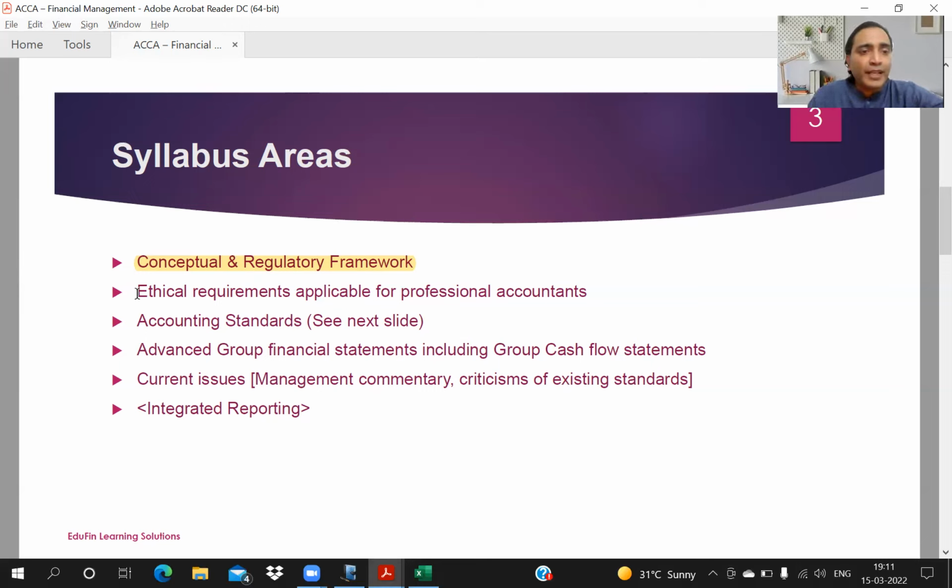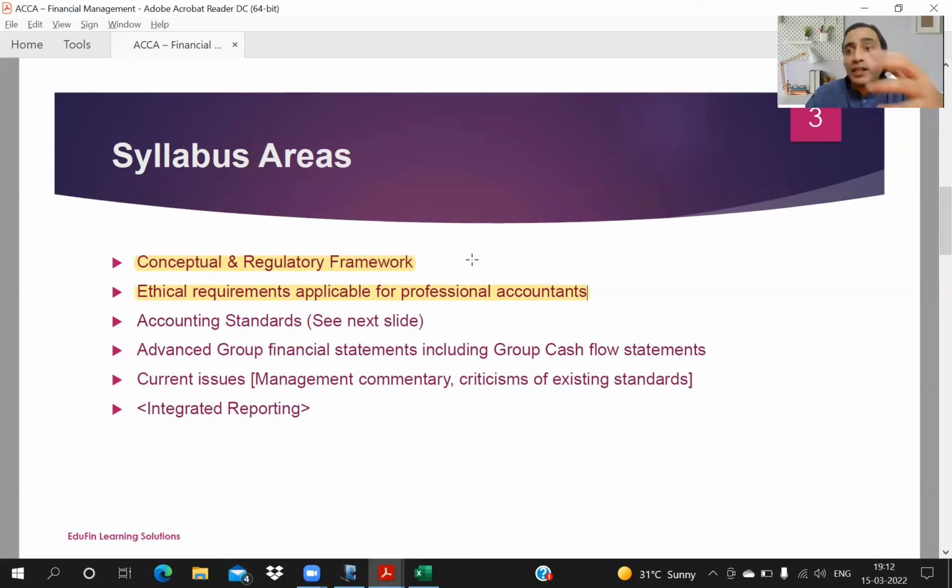Then comes a very important area of the syllabus. Probably you would be learning this for the first time, and that is the ethical requirements applicable for professional accountants. So right now, as a student, maybe you will not relate with this so much, but then we are going to do some role plays. We are going to look at some practical case studies, and there is something called an accountant's dilemma.